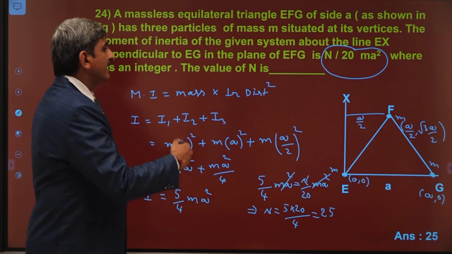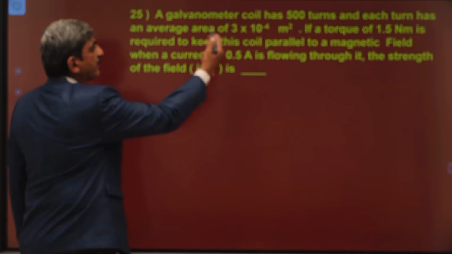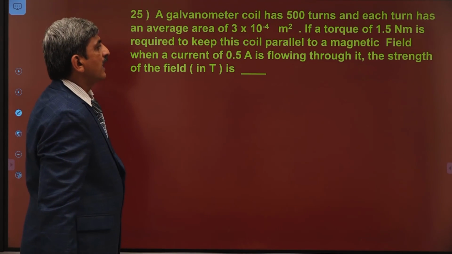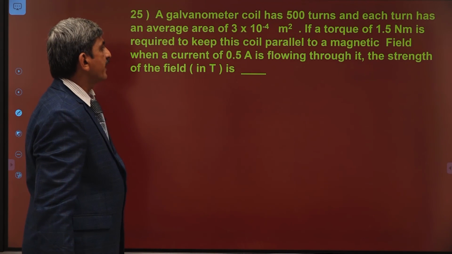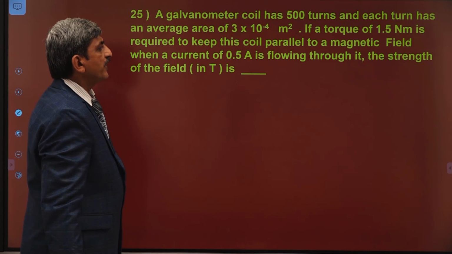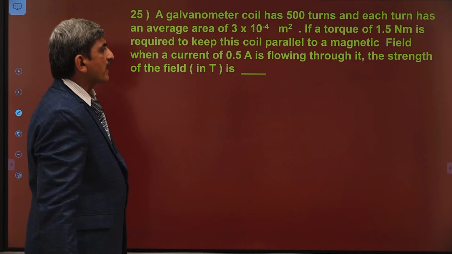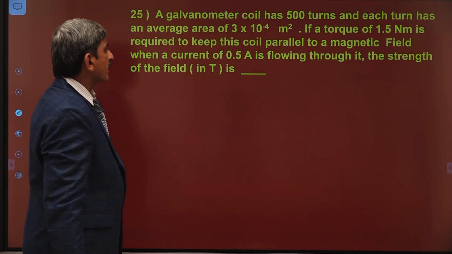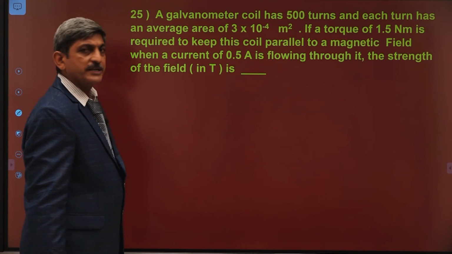Now come to the next and last problem. A galvanometer coil has 500 turns, and each turn has an average area of 3 into 10 to the power of minus 4 meters square. If a torque of 1.5 Newton meter is required to keep this coil parallel to the magnetic field, when a current of 0.5 ampere is flowing through it, the strength of the field in Tesla is dash.